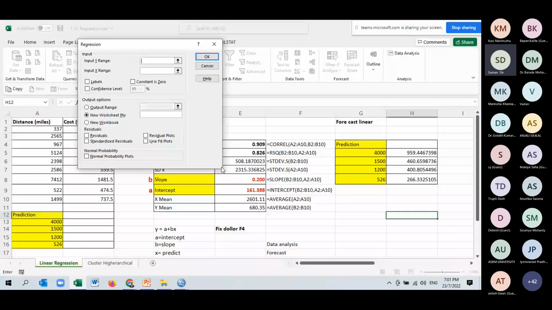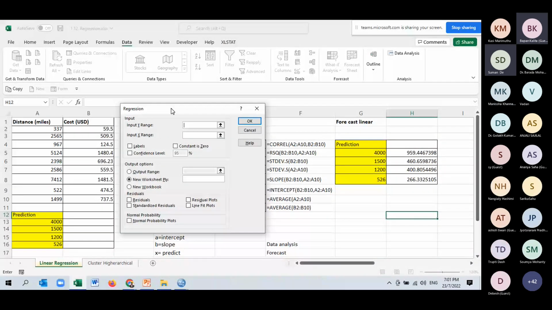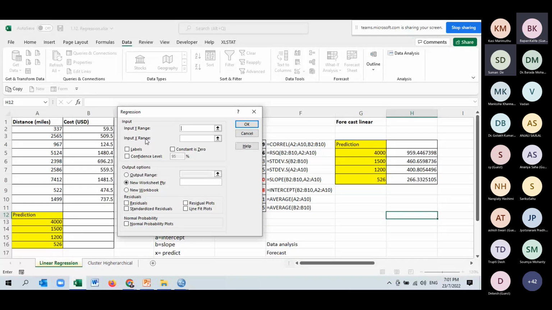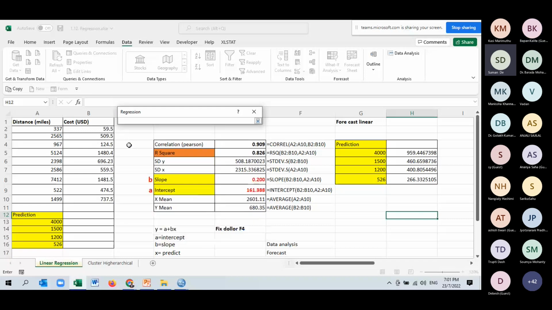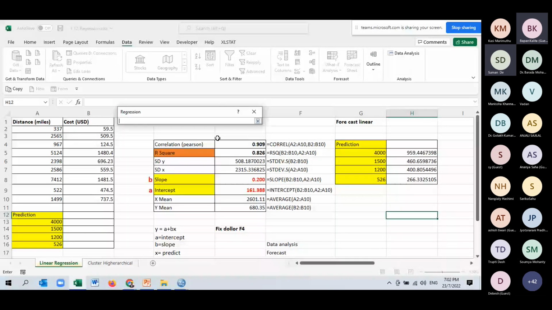Please tell me, have you all got the window? Yes, sir. In this, you need to give your dependent variable and your independent variable. So dependent variable is cost, independent variable is distance. Click on this arrow using your mouse. This time you can select including the value label, your header also. Then go to Input X Range. Click this arrow. Distance, miles.